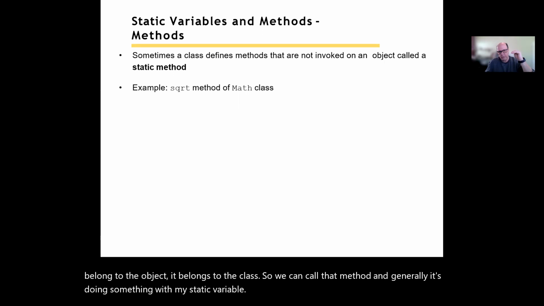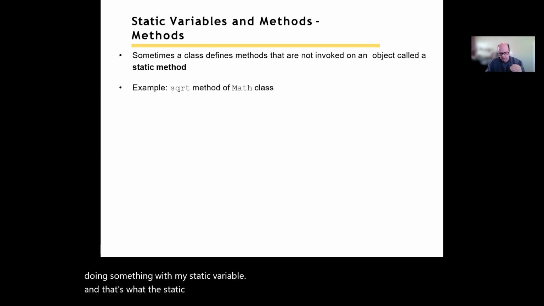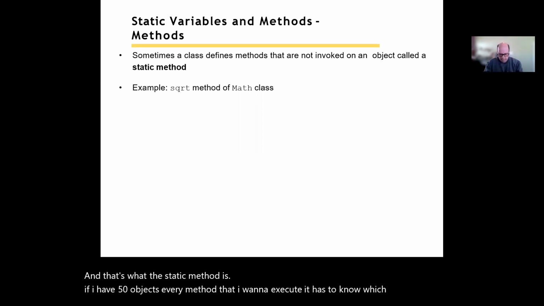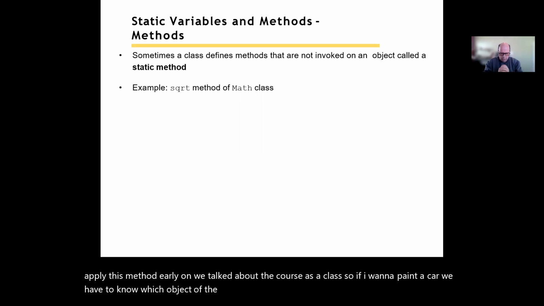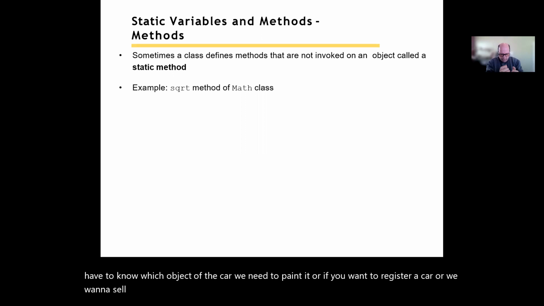And that's what the static method is. So if I have 50 objects, every method that I want to execute has to know which object we're going to apply this method to. Early on, we talked about cars as a class. So if I want to paint a car, we have to know which object of the car we need to paint. Or if we want to register a car or sell a car, we have to have the object to be able to apply the method.